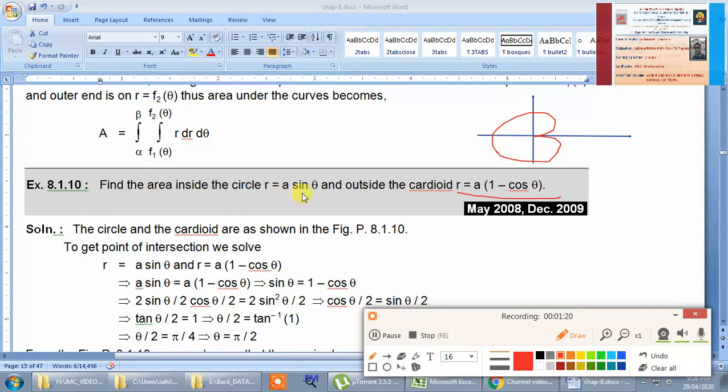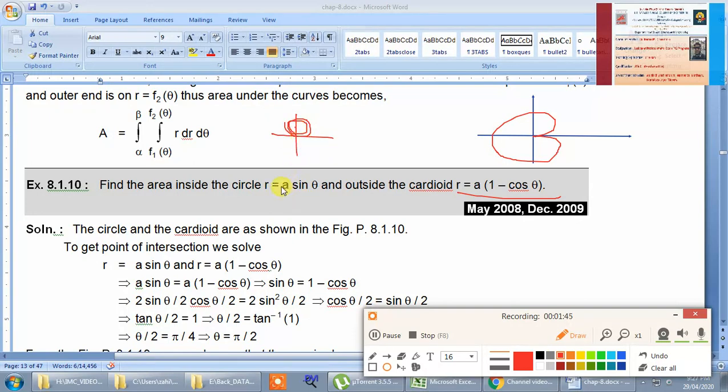r equals a sin theta. Note that r equals a sin theta is a circle. Just now we have talked about it: it is a circle having its center on the y axis. And the center is (0, a by 2) as far as the Cartesian center is concerned, and the radius is a by 2.